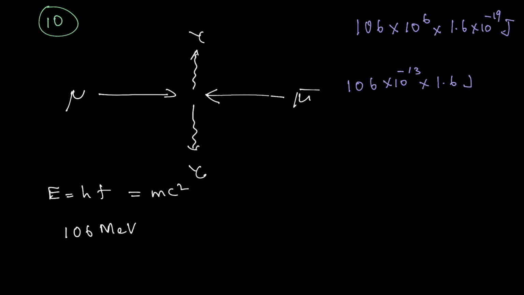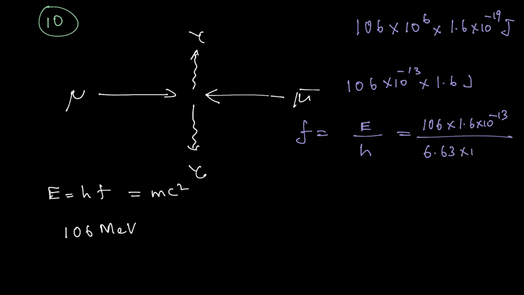So we now know that the frequency can be found by saying it's the energy over Planck's constant. And so the energy is 106 times 1.6 times 10 to the power minus 13 over 6.63 times 10 to the power minus 34. And when you multiply all that together and divide, we get the frequency to be 2.55 times 10 to the power 22 hertz. So that would be the frequency, and the answer would be C.